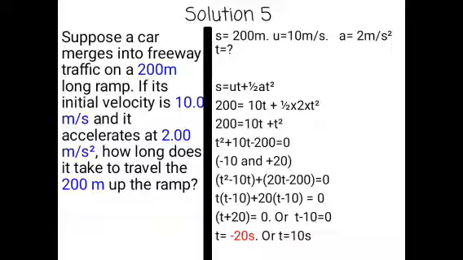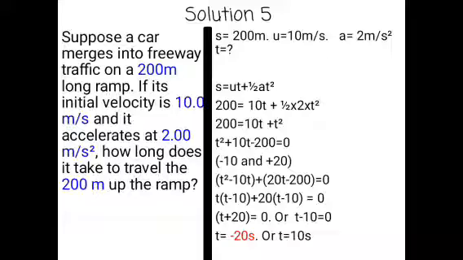200 as the displacement is equal to 10t plus 1 over 2 times 2, the acceleration, times t squared, the time. So 200 will be equal to 10t plus t squared. Then rearranging this will give us t squared plus 10t minus 200 is equal to 0. Then looking for the factor of the equation, minus 10 and plus 20 is the most appropriate.